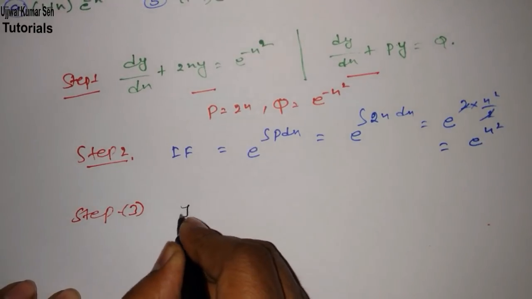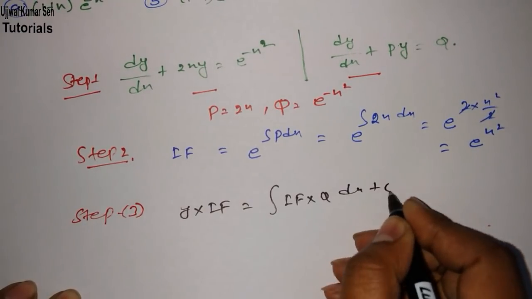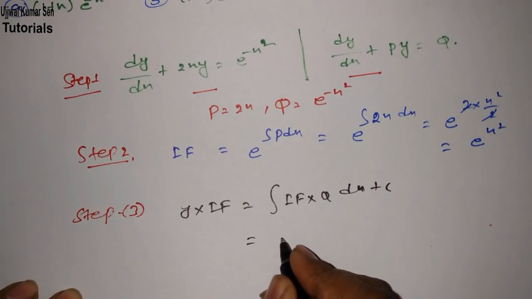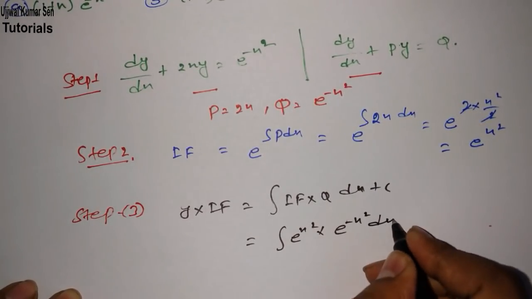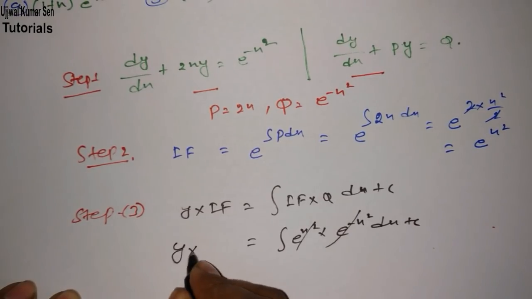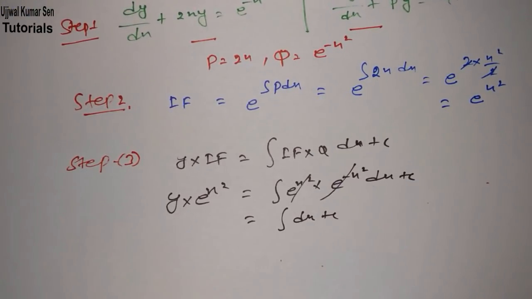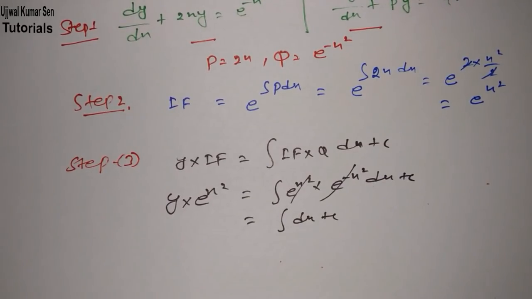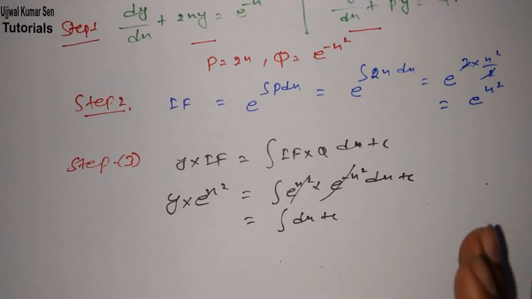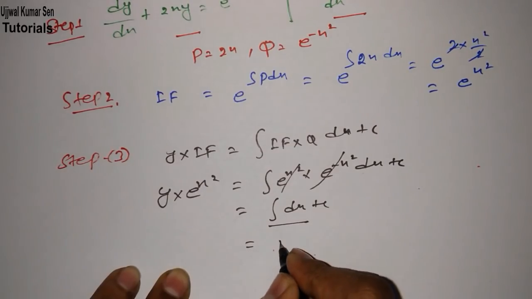Step 3, what I have to do is y multiplied by the integrating factor equals the integral of the integrating factor multiplied by q dx plus c. So what is the integrating factor? Basically e to the power x square, q is e to the power minus x square, dx plus c. This one gets cancelled, y times the integrating factor e to the power x square. So what we got here is the integral of dx plus c. Well, probably I have gone through it a little fast, but yeah, this is really easy. You can easily understand because it's a 12th standard thing. That's why I'm going a little bit fast. Okay, so that's okay. Now what we got here, dx integration is x plus c.